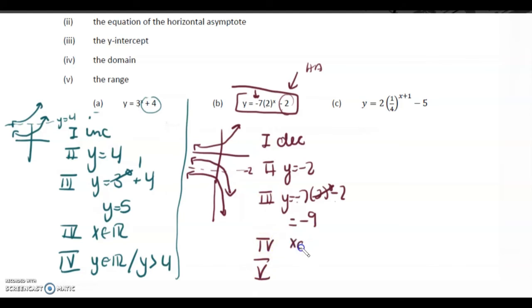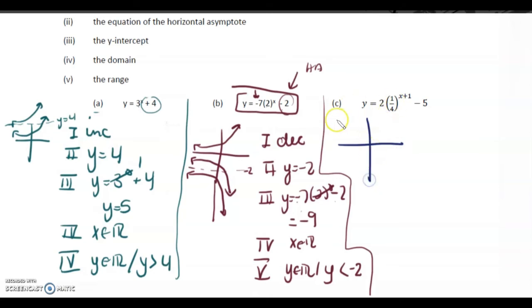Okay, so I get x ∈ ℝ for the domain and y ∈ ℝ such that y is less than -2. Sorry, less than -2. -9 was the y-intercept. -2 is the horizontal asymptote. Okay, and the last one.